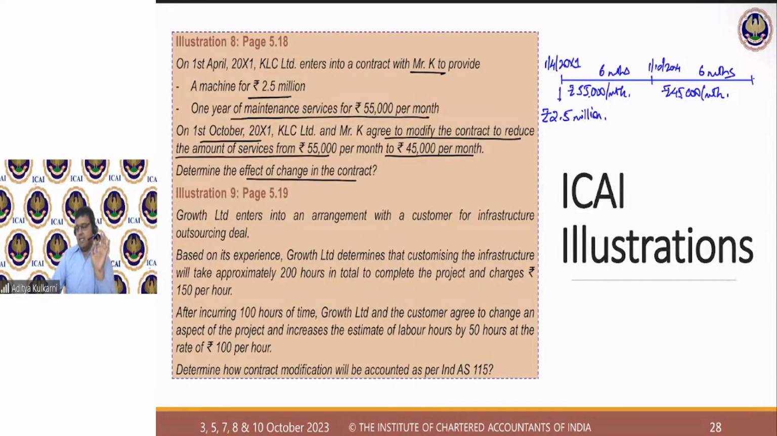1st April, the machine came. Along with the machine, maintenance at 55,000. You saw for 6 months, and from the 7th month beginning, you said that we will do the modification in the contract, and henceforth it will be rupees 45,000 per month. So now the question is, how am I going to account for the 45,000? I have to discuss accounting of this. Is it clear what the question is asking?